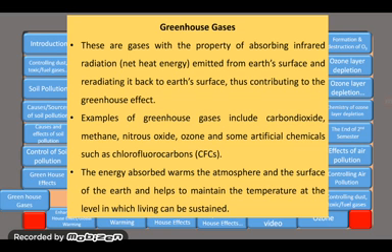Examples of greenhouse gases include carbon dioxide, methane, nitrous oxide, ozone, and some artificial chemicals such as chlorofluorocarbons. So all these gases help to absorb heat, which will warm the Earth's surface, and we maintain the temperature of this planet to a level in which living can exist.